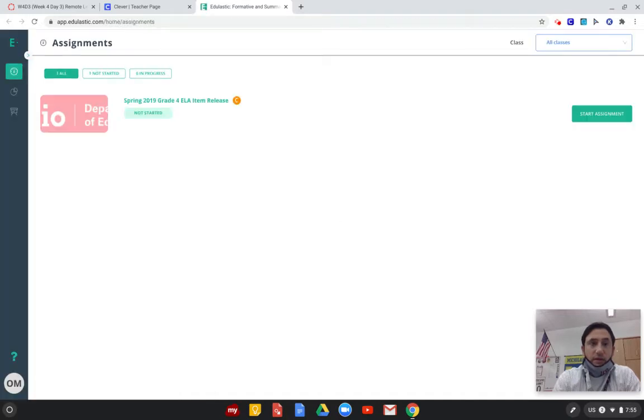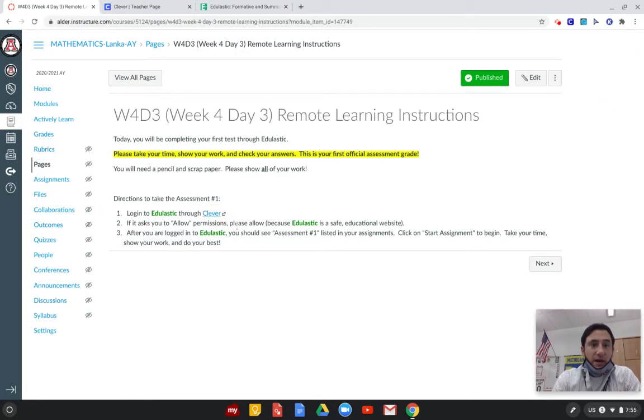Authenticating. And then here, when the time is right, which it's not right now, it will open up and you will see your math test that you need to take. Okay, so in Edulastic, it'll pop up right here. I don't have it open until you're out of school. So that is going to be your day 3 remote.